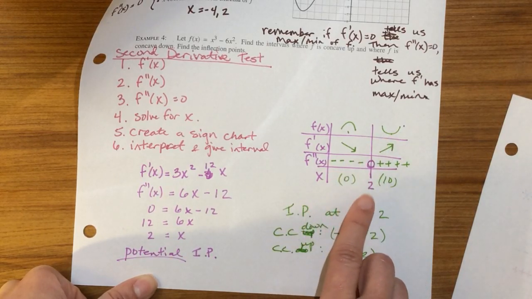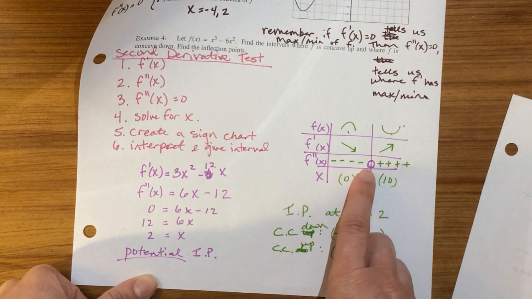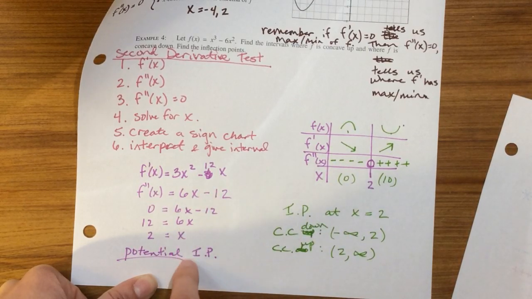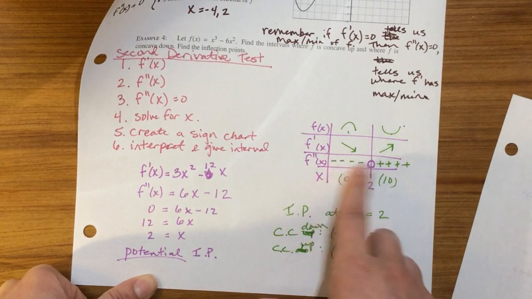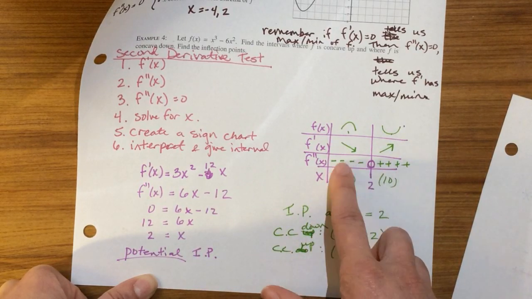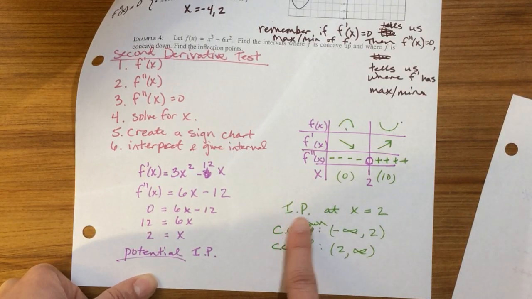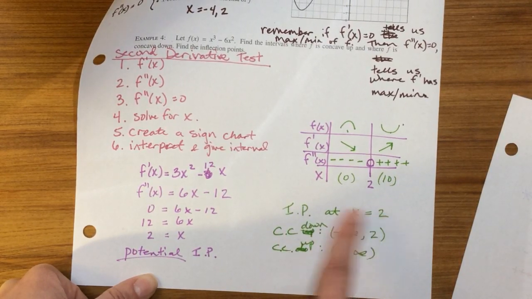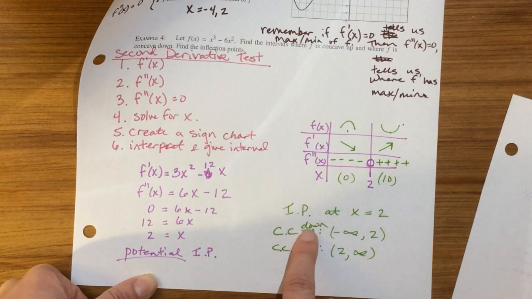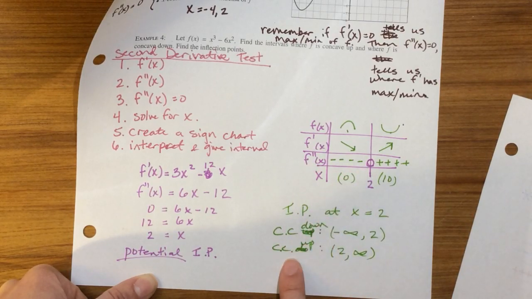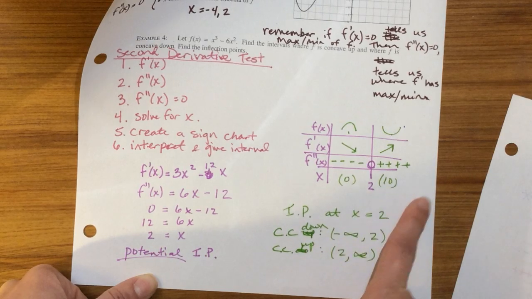So here, remember, 2 is the zero. I marked it as 0 for the double prime because that was the potential inflection point. But since we changed signs, yes, that means that we do have an inflection point at x equaling 2. We are concave down from negative infinity to 2, and then concave up from 2 to infinity.